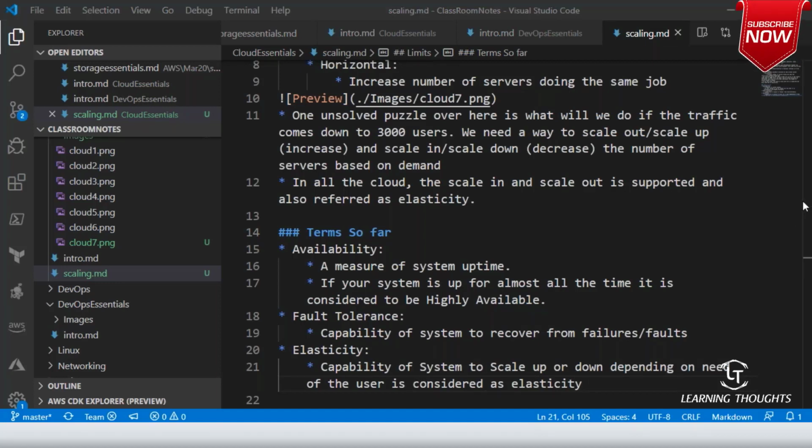So what is availability now? Availability is how much time your system is up. And as an engineer generally, forget about cloud, in your organizations also you would like to have systems which are highly available. The next thing is fault tolerance. When some failures happen, your system should be able to recover from those failures automatically. That is considered a fault tolerant system. And the third thing is elasticity. Elasticity is the capability of the system to increase, whether horizontal or vertical scaling, scale up and scale down depending on the needs of the user.